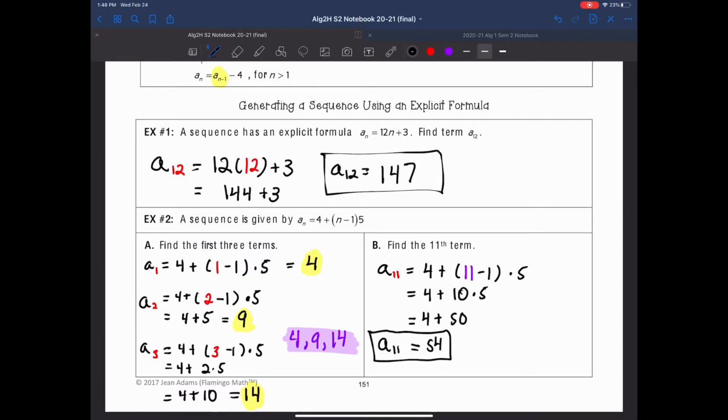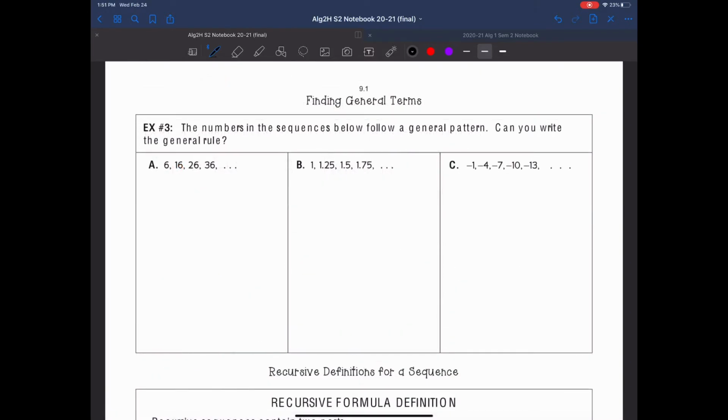All right, let's go ahead and move on to the next page. On to the next page, now we have example number 3. The numbers in the sequences below follow a general pattern. Can you write the general rule? Part A, we have 6, 16, 26, 36, and so on.